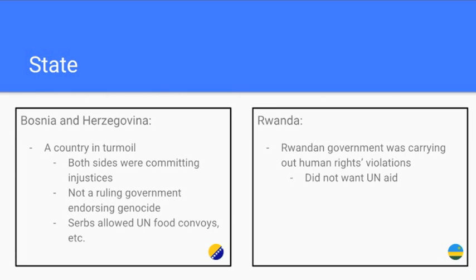However, in Rwanda, it was the Rwandan government that was carrying out these violations against human rights, and so they didn't want UN aid. And so it's a lot harder to enter into a country where you're unwanted. So thus, it's not the only reason, but it is one of the reasons that the only peacekeepers in the area were there already because of the Arusha Accords.